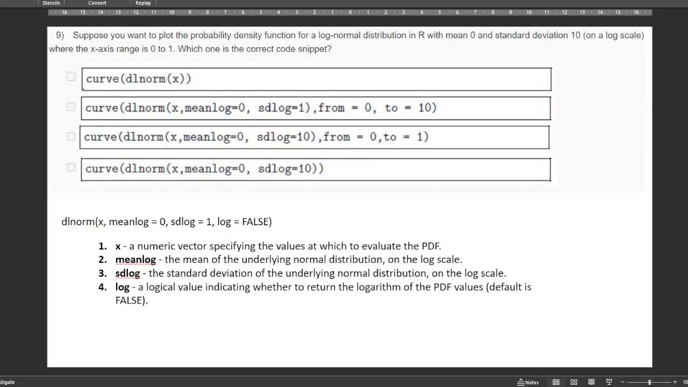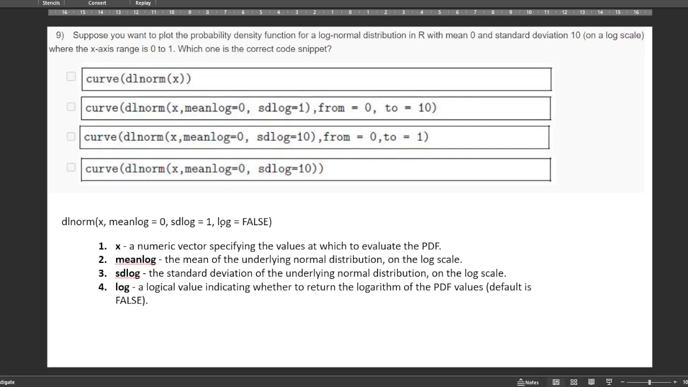Going to the ninth question. Suppose you want to plot the probability density function of a log normal distribution in R with mean 0 and standard deviation 10, on log scale, where the x-axis range is 0 to 1. Which of the following code snippets is correct?